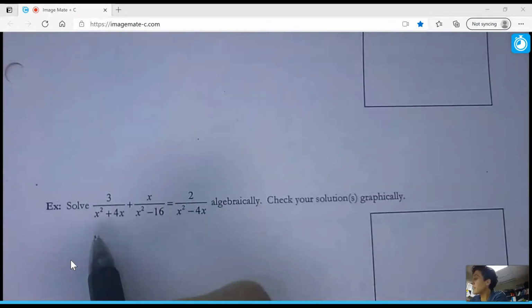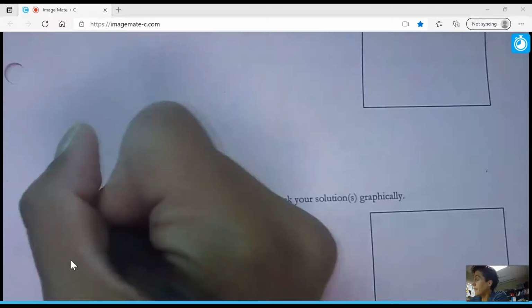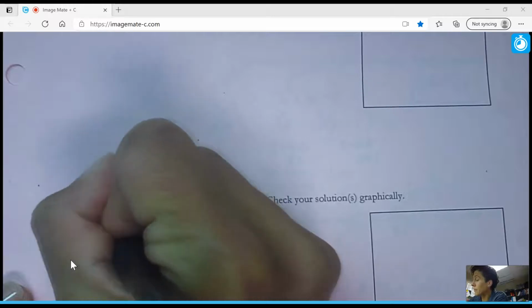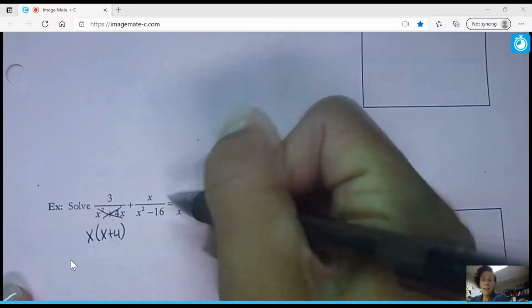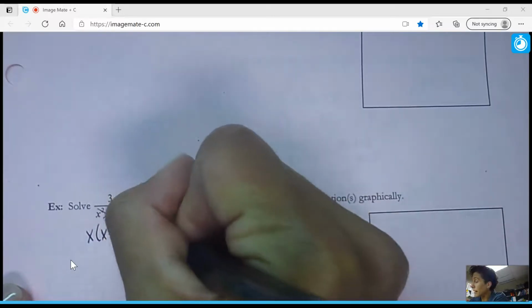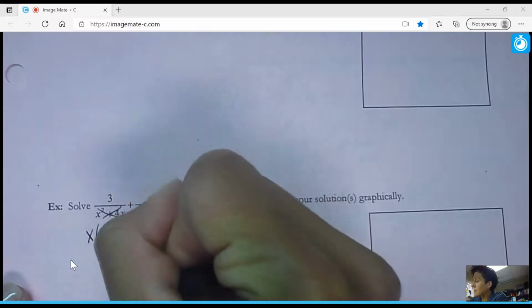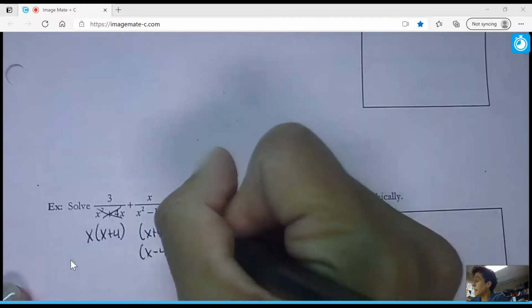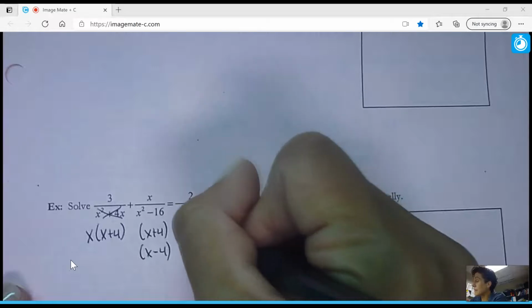So starting with this one, I see a GCF, and I can take an x out and have x plus 4. So I don't need this version. This one is a difference of squares, so this one can turn into x plus 4 and x minus 4. And this one's the same as this one, so it can become x and x plus 4.